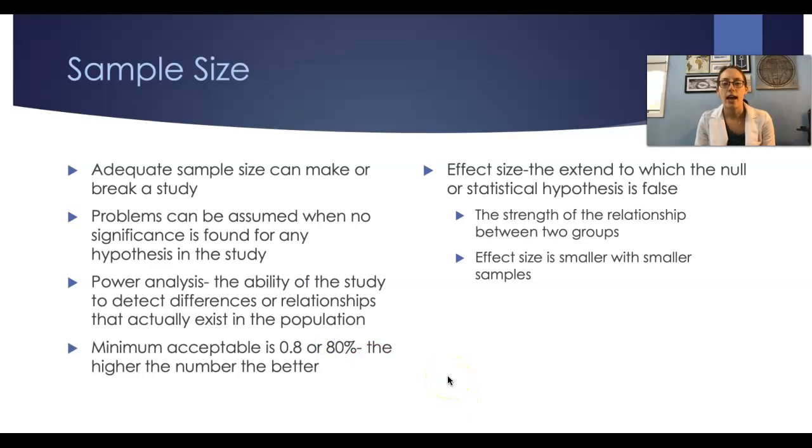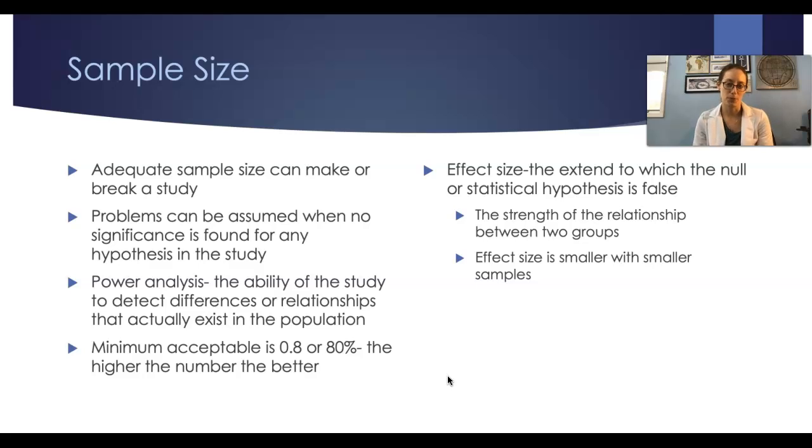Sample size can make or break what you do as a researcher. Problems can be assumed when no significance is found for the hypothesis in the study. You guys are going to learn more about the hypothesis and rejecting the null in your statistics lessons. And then there's a power analysis, which is the ability of the study to detect differences or relationships that actually exist in that population. The minimum acceptable is usually 0.8 or 80%. The higher the number, the better.